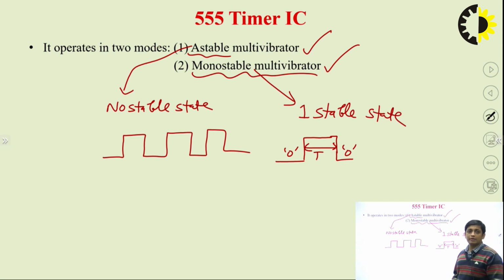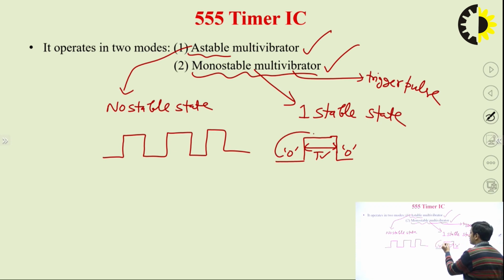So the monostable multivibrator is used to generate a pulse of a particular duration, and the value of this t depends upon the value of the external resistor and capacitor connected in the circuit. It requires a trigger pulse, because only when we apply the trigger pulse will the output change its state from 0 to 1. Otherwise it will stay in the logic 0 state, the low state only.